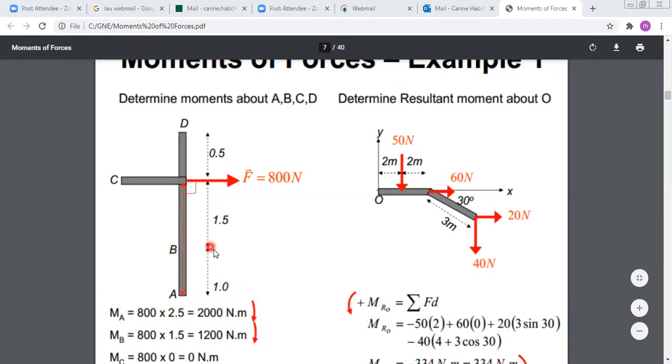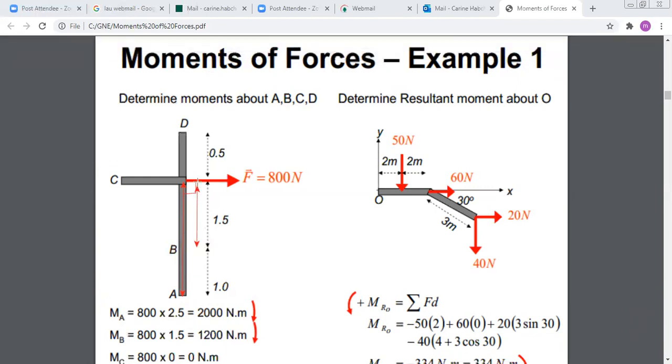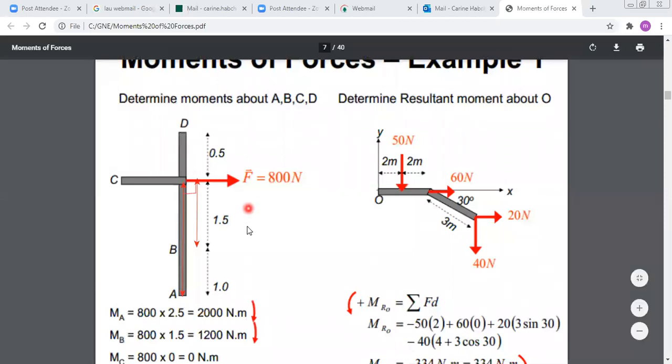Now, to find the moment about point B, you should find the distance from B to the force. The distance from B to the force is the following. This is the distance that is perpendicular to F. It is equal to 1.5. So you say that the moment about B is 800 times 1.5. And also for the direction, as you can see, it is rotating in the clockwise direction.